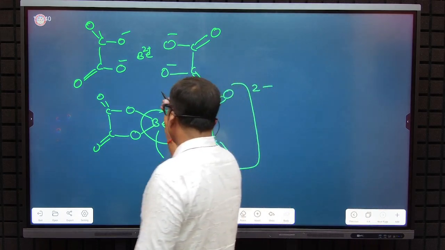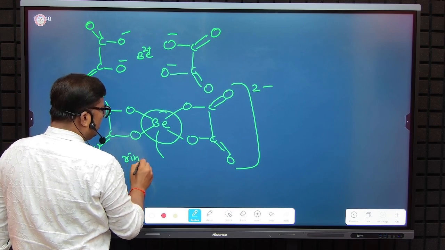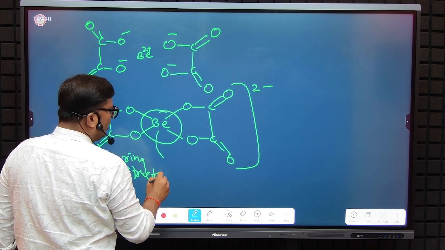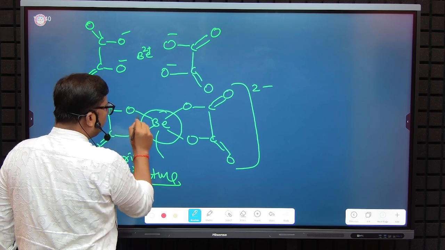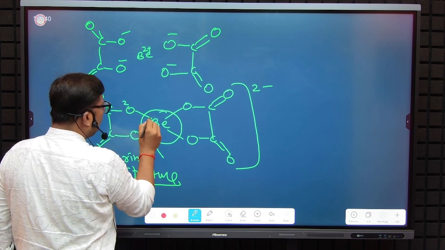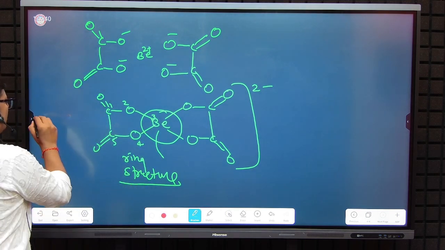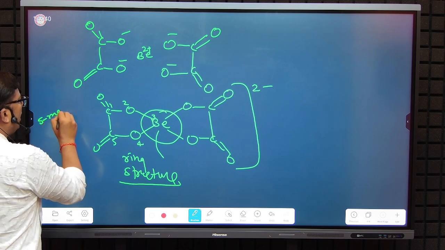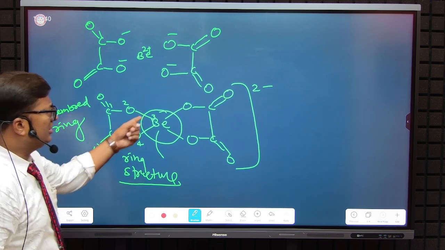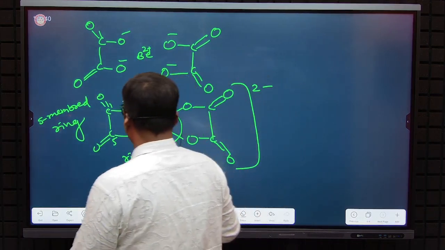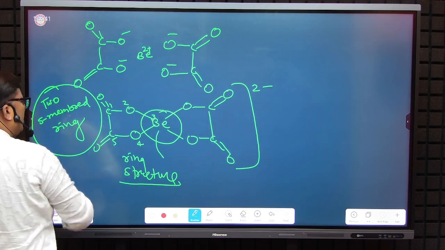Such a complex actually forms a ring structure in the overall compound. This is your ring, and the ring contains 1, 2, 3, 4, 5 atoms: a 5-membered ring. So in this particular complex, two 5-membered rings are formed, right?